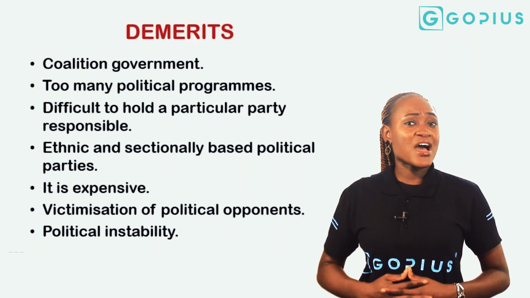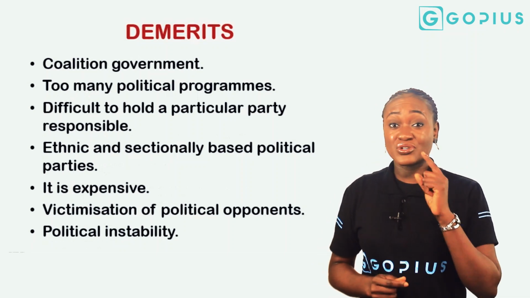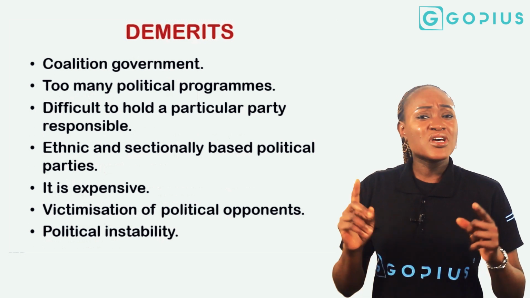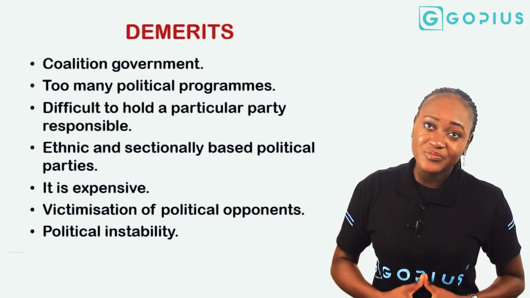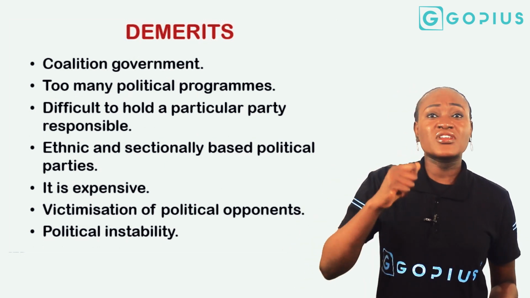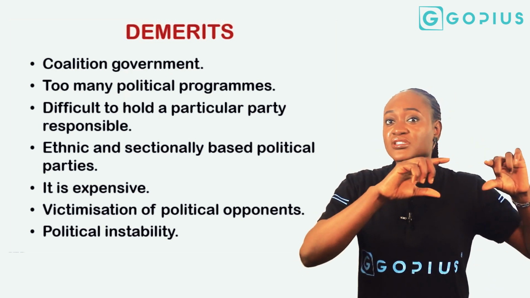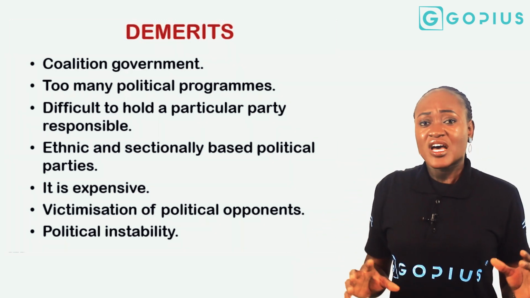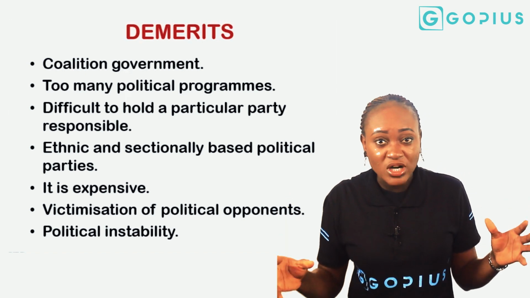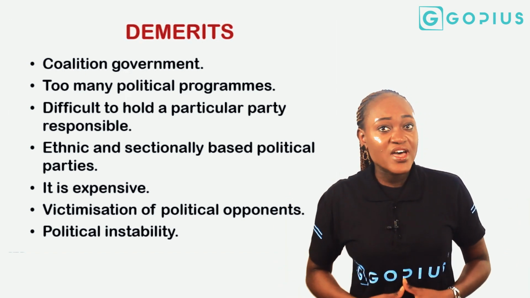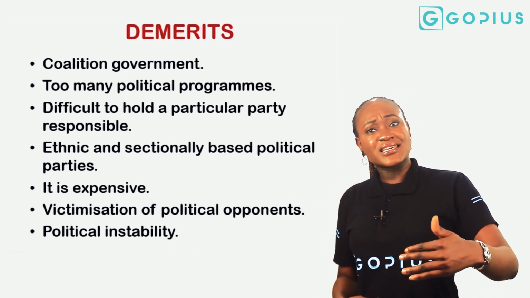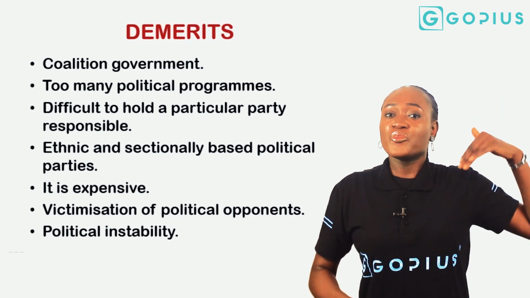But then we can also have a coalition government, which is not good for any government. We could have too many political programs. It could be difficult to hold a particular political party responsible, and so you don't know who is actually doing what because there are so many of them. And then there could be ethnic and sectionally based political parties.